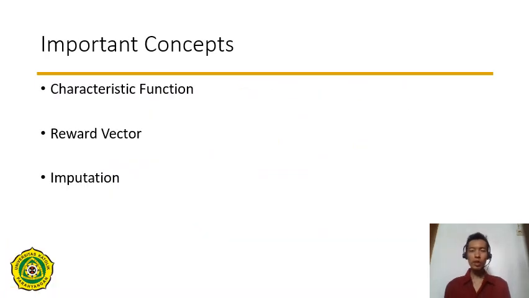So there are three concepts that we've learned so far in this video. First is the characteristic function. Second is the reward vector. And the third one is whether that reward vector may be called an imputation or not. As I've said before, there are many solution concepts for n-person games. So in the next video, I'm going to talk about one of the ways to find a solution concept for n-person games. So see you in the next one.